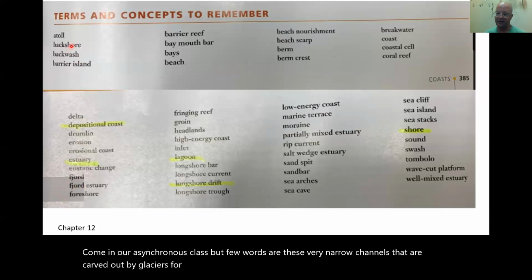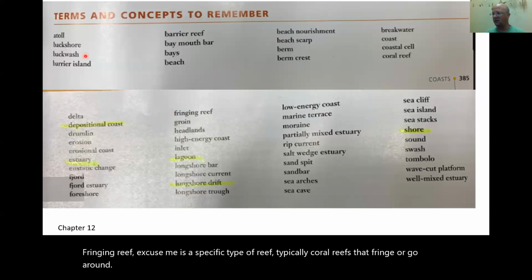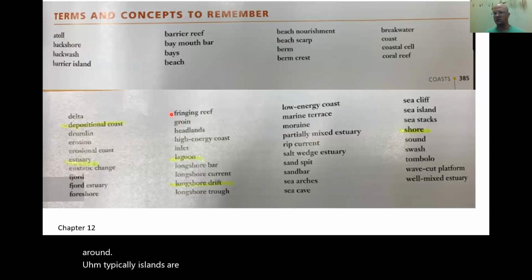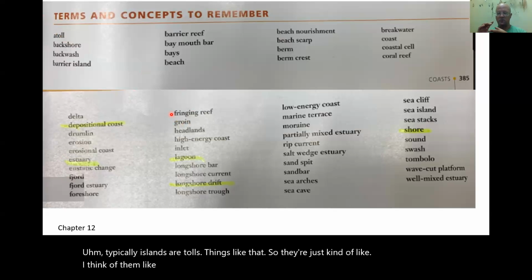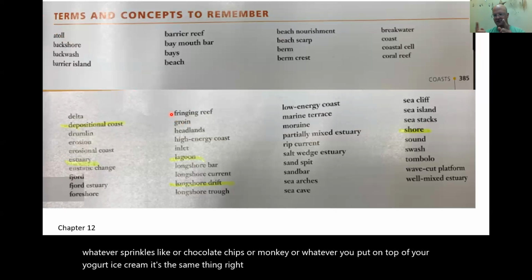Foreshore, just the opposite of backshore, is the front of the beach. Right? Fringing reef is a specific type of reef, typically coral reefs, that fringe or go around typically islands, atolls, things like that. I think of them like sprinkles, right? If you get ice cream or yogurt and you put the little sprinkles, or chocolate chips or mochi or whatever on top of your yogurt or ice cream, it's the same thing, right? They kind of form this ring around it.